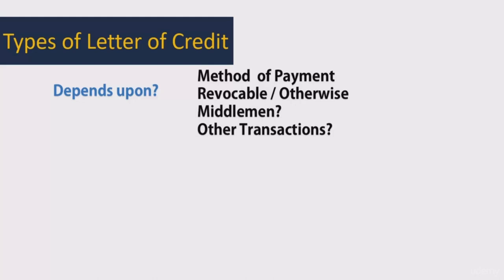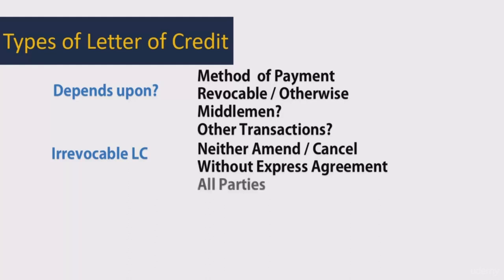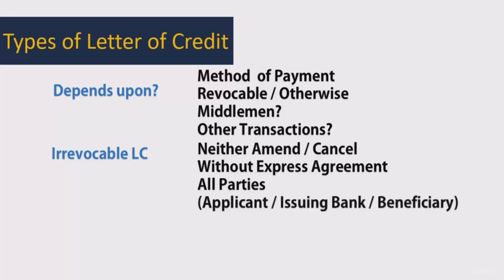Now, the basic classification we can have is, number one, irrevocable LC. It does not mean we are going to have a revocable LC. That concept was removed way back in 2007. It means now all LCs that are opened are irrevocable in nature. You can neither amend nor cancel the LC without the express agreement of all parties to the LC. So that's what we mean by irrevocable LC. When we say all parties, the applicant, issuing bank, and beneficiary, all three at minimum should agree.